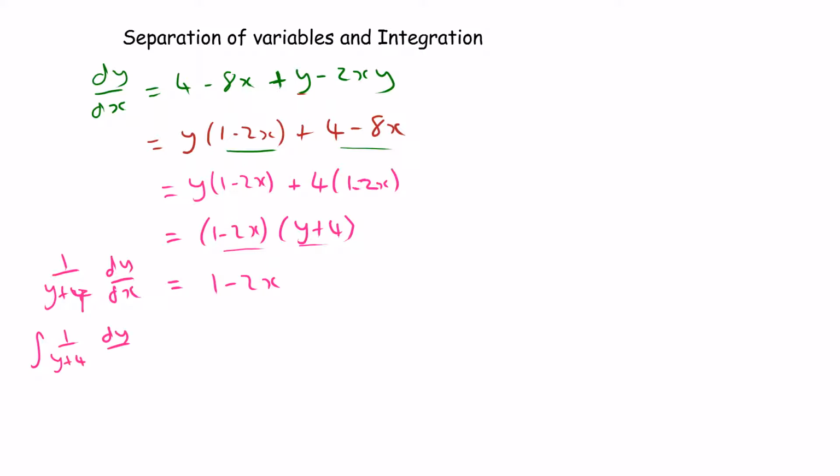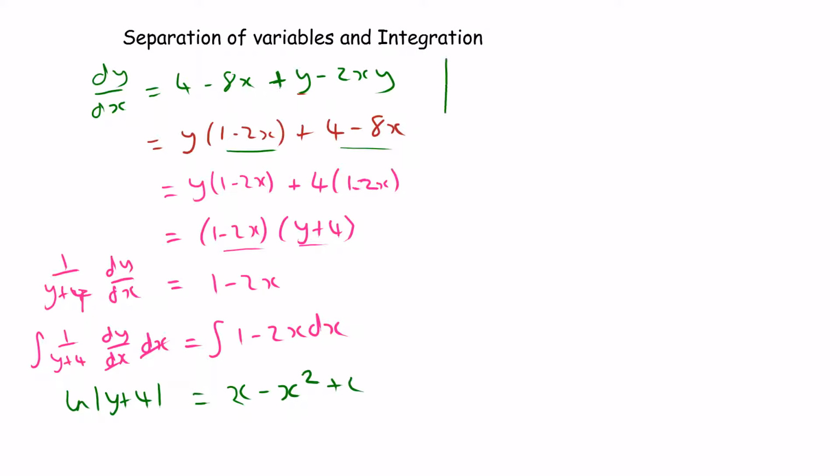So we've got the integral of 1 over (y + 4) dy/dx dx is equal to the integral of 1 minus 2x dx. Cancelling with the x's, and then it's just a simple integration which gives ln|y + 4| equal to x minus x squared plus c. Then the last bit, I'm going to have to go over onto the right hand side. We just have to make y the subject of the equation.